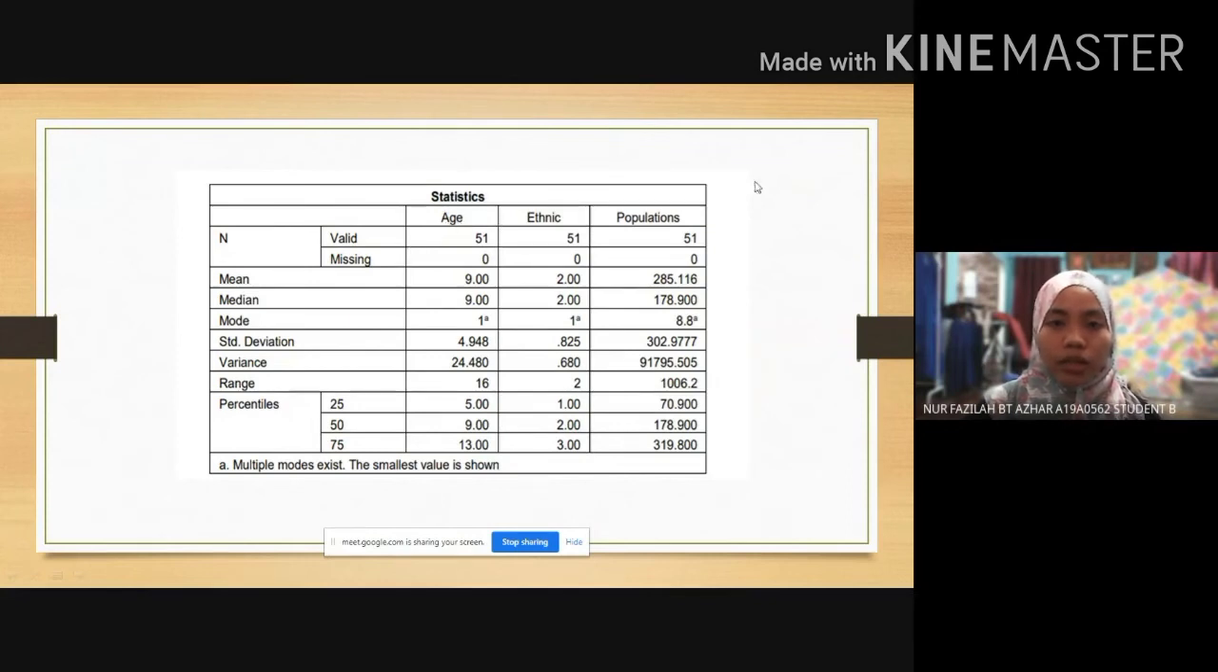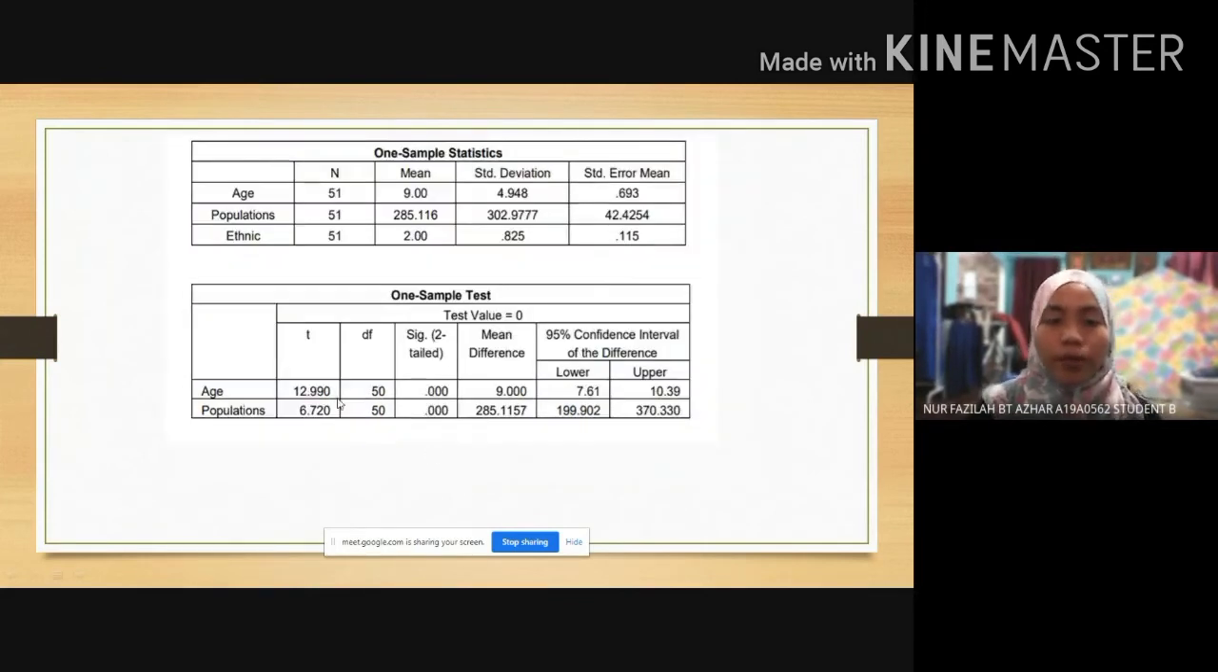This amount. Okay. We have median 9, mean 9. Also 2 for median and mean for ethnic, and for population we have this amount. So basically we found that manual calculation and software are different, and multiple modes exist. The smaller value is shown.